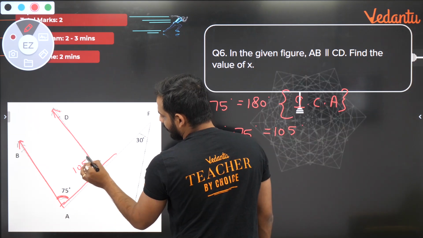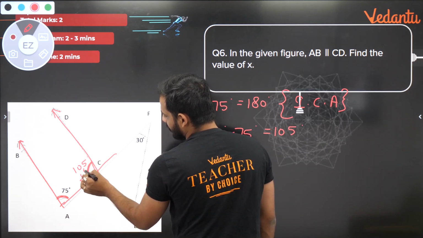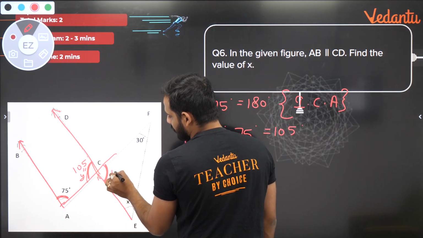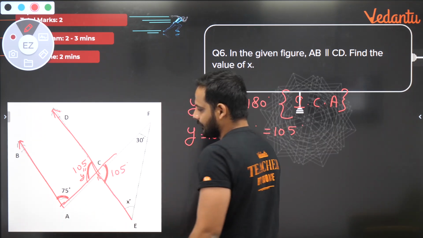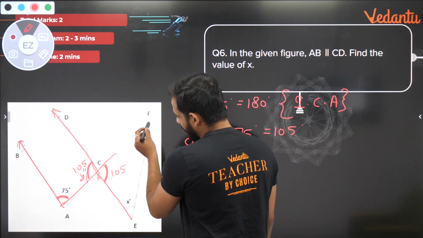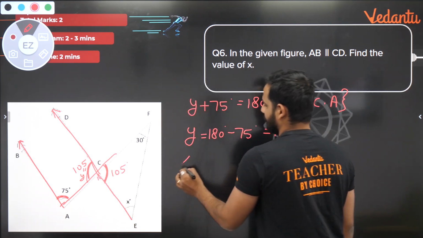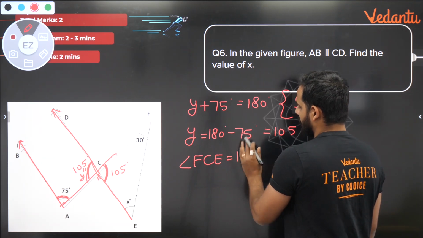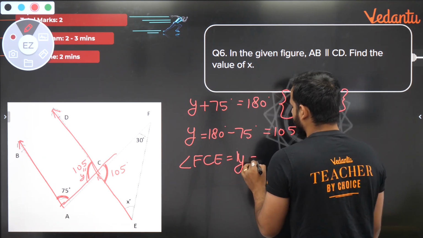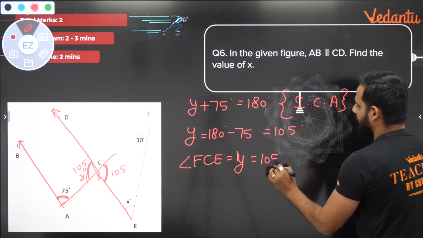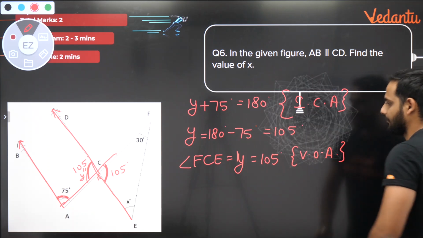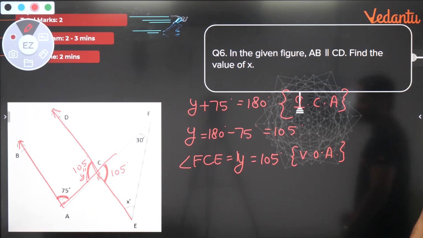Now if this is 105 degrees, bachcho, this was y which is equal to 105. So by vertically opposite angles, I can say this is also 105 degrees. Correct? So I can say that angle FCE is also equal to 105, is equal to y, which is equal to 105 degrees, and the reason here is vertically opposite angles.